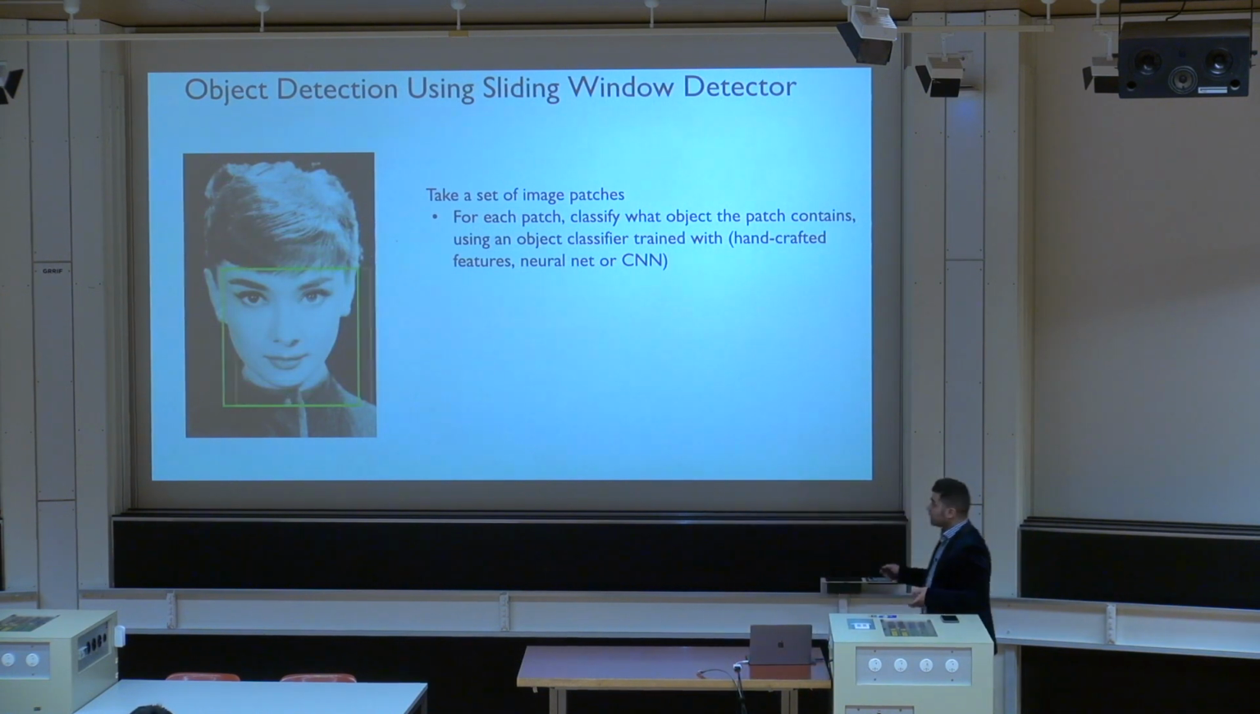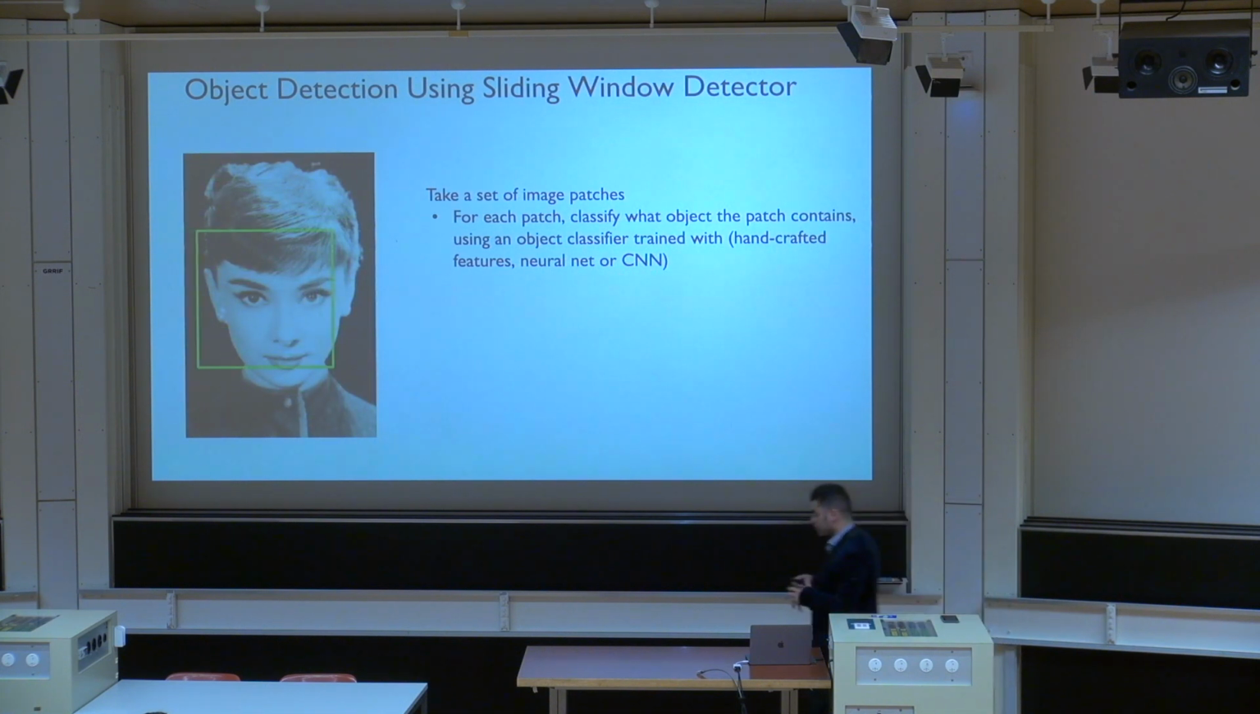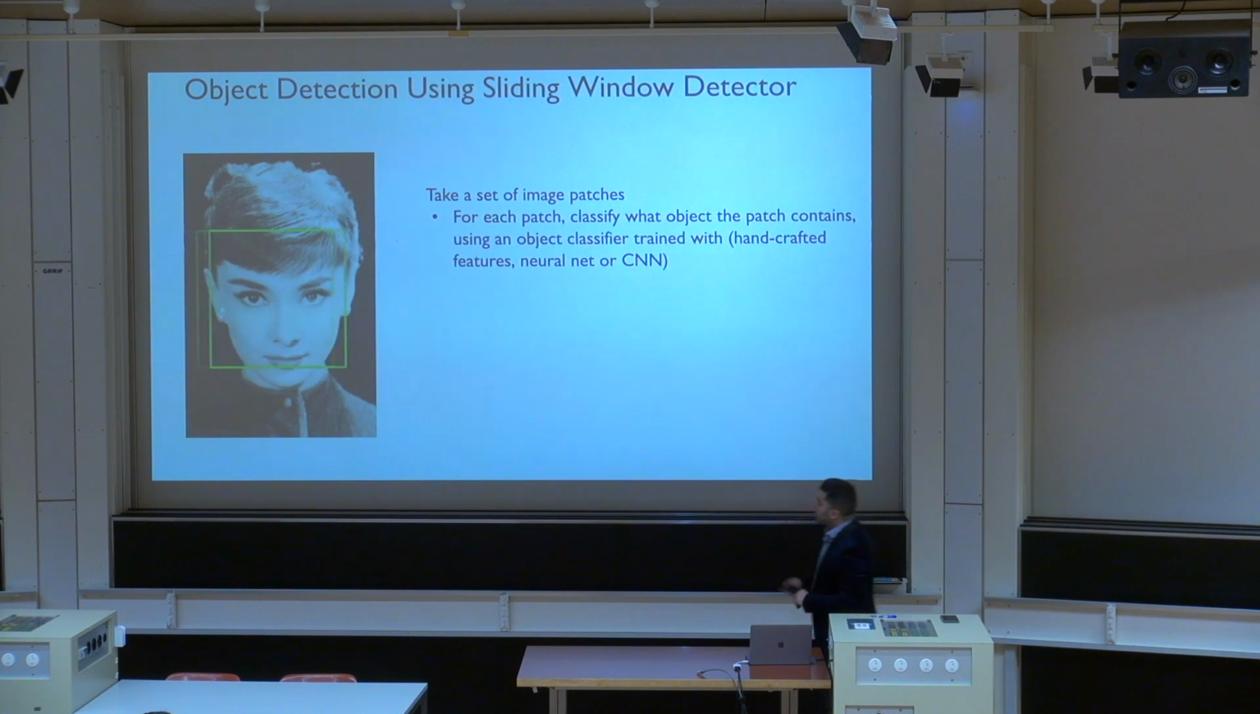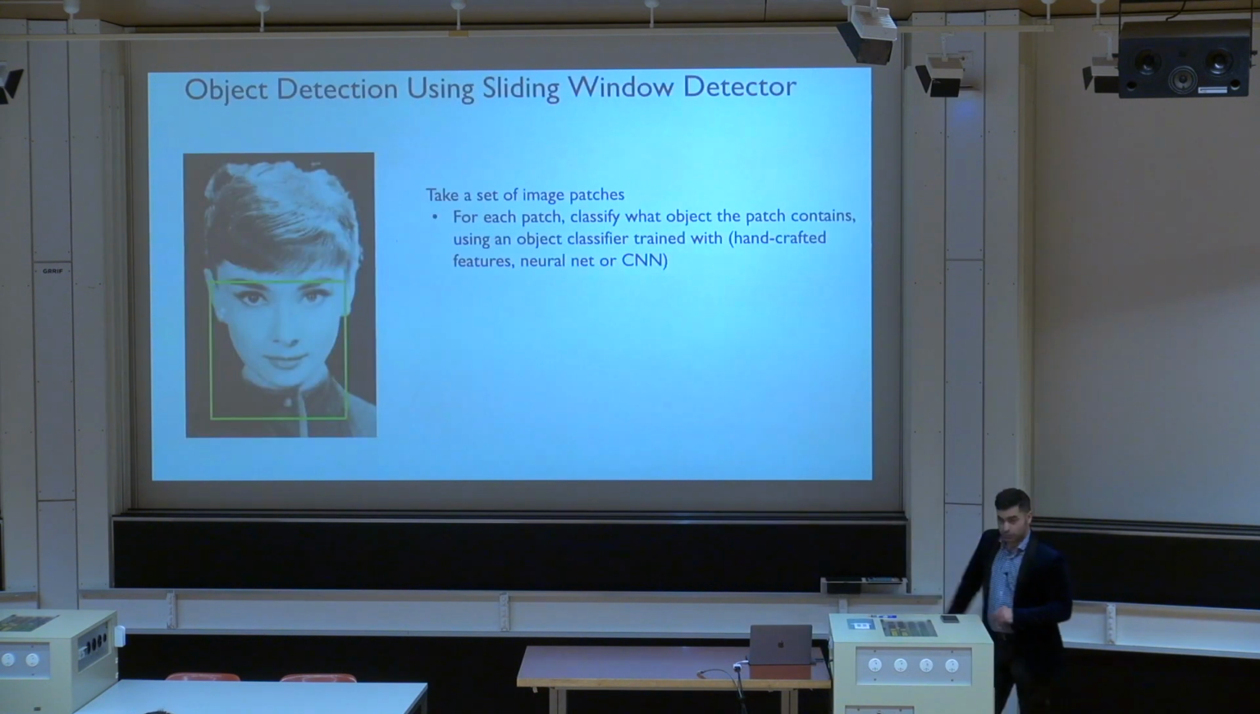It's very simple. So you do a sliding window, and for every patch you classify what objects that patch has. So you can use your trained CNN, or basically it can be any features. But of course, if you use CNN features, it's going to be more robust compared to those handcrafted features. So what's the problem with this approach?